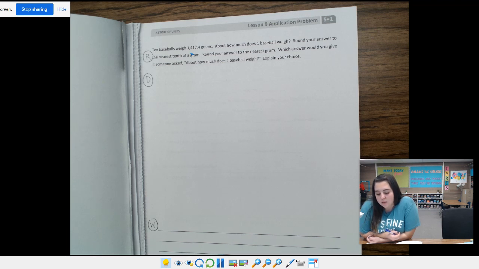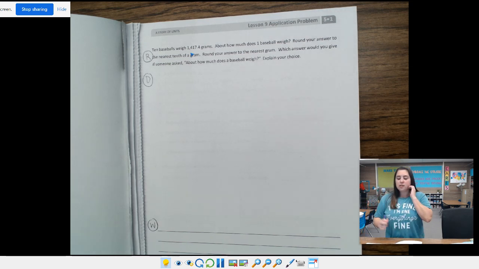10 baseballs weigh 1,417 and 4/10 grams. About how much does one baseball weigh? Round your answer to the nearest tenth of a gram. Round your answer to the nearest gram. Which answer would you give if someone asked, how much does a baseball weigh? Explain your choice. Whoa, that was a lot.